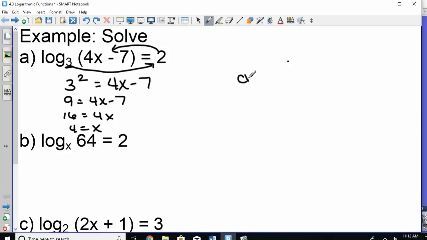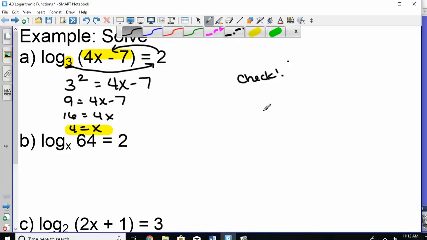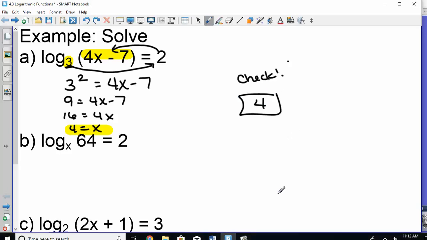One thing you need to do on these, you do need to check. With these logarithms, we talked a little bit yesterday, and I told you the base and the argument both have to be positive numbers. So when I say check, I mean just plug this 4 in and make sure you're not going to get a negative in that parentheses. If you do, you would say no solution. So if I plug it in, 16 minus 7, that's positive. I don't have anything to worry about. So 4 is my answer.